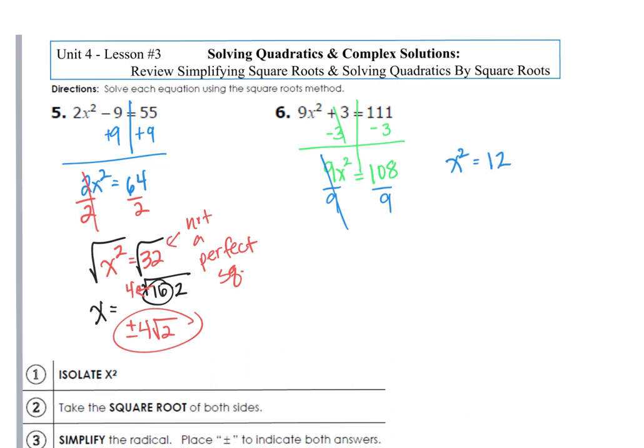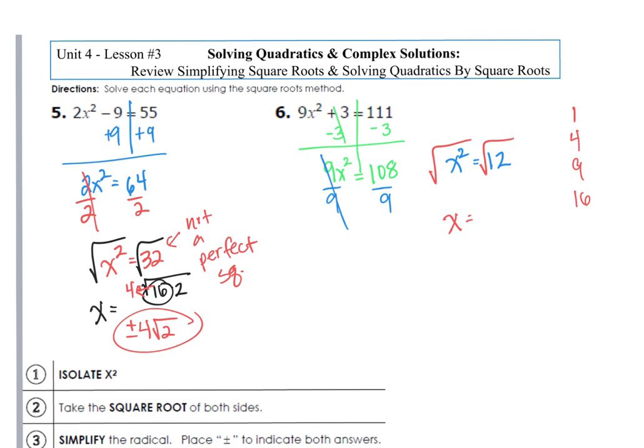Again, 12 is not a perfect square. There's a part of 12 that is. Let's discover what that is. We're going to take the square root of both sides, because we're following our steps. The square root of x squared is x. Okay, the square root of 12. So again, think of your perfect squares: 1, 4, 9, 16. We don't really need more than that.